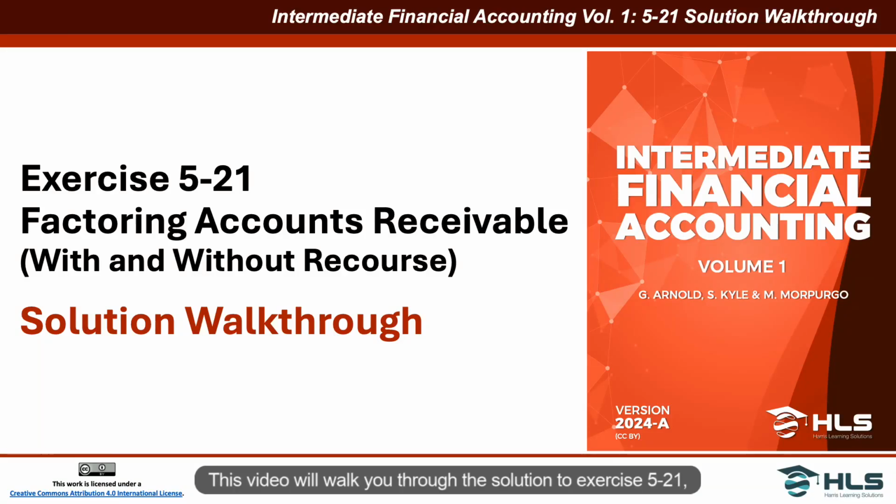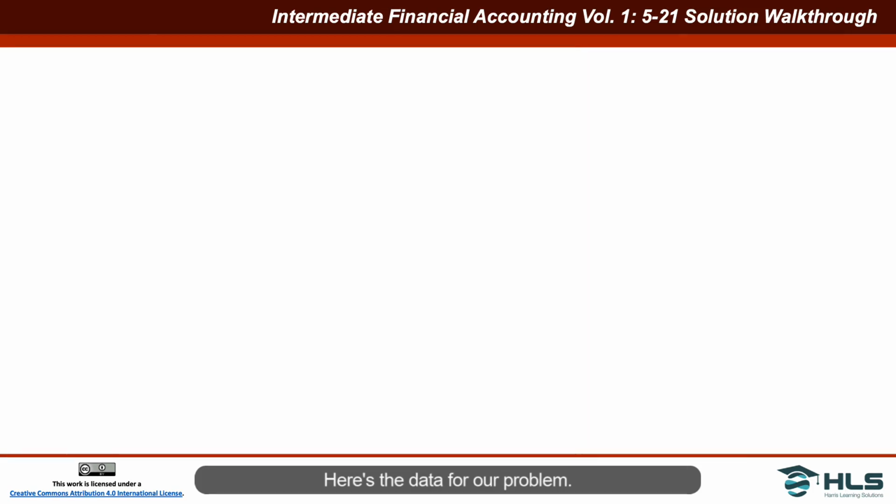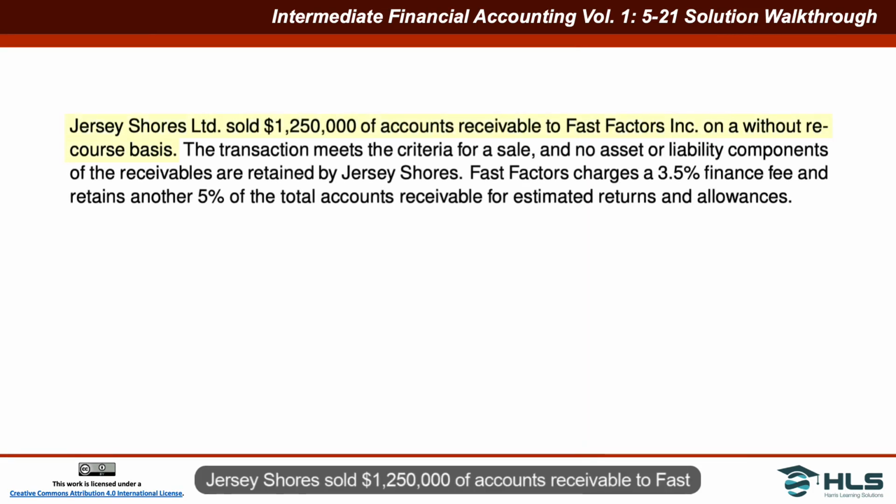This video will walk you through the solution to exercise 5-21, focusing on factoring accounts receivable in situations both with and without recourse. Here's the data for our problem. Jersey Shores sold $1,250,000 of accounts receivable to Fast Factors on a without recourse basis.